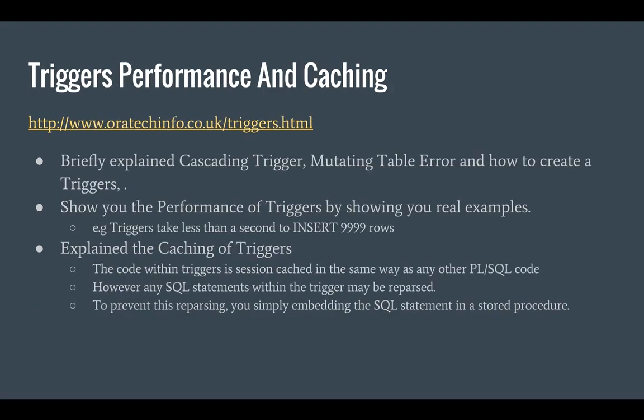And then lastly, we chose this link that talks about the performance of triggers and how to improve their performance. So there's an introduction to some key concepts around database triggers, such as the cascading trigger and the mutating table error. And then the guide goes through the performance of database triggers with real-world examples. So it'll insert several thousand rows into a database and show how triggers can help improve performance. And then finally it goes through how to improve the performance of your database triggers using caching, how to cache the database triggers and their actions, and how to cache any SQL statements that are used within the database triggers.